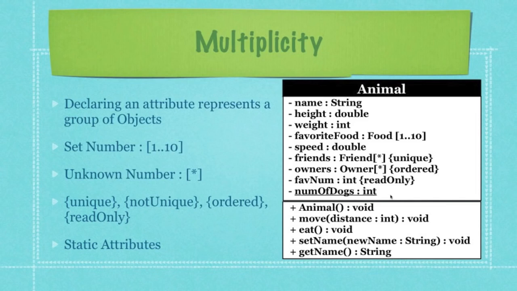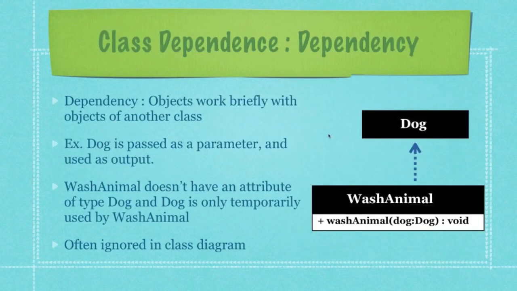We would simply underline it, and anyone who sees your class diagram would know that the attribute number of dogs is a static attribute. Then we move on to something people like to argue about a lot, and that is probably because it's not used all so much, and it can be kind of confusing. However, I don't like to argue about it, so I'm going to briefly just give you a rundown of what goes on here with dependence.